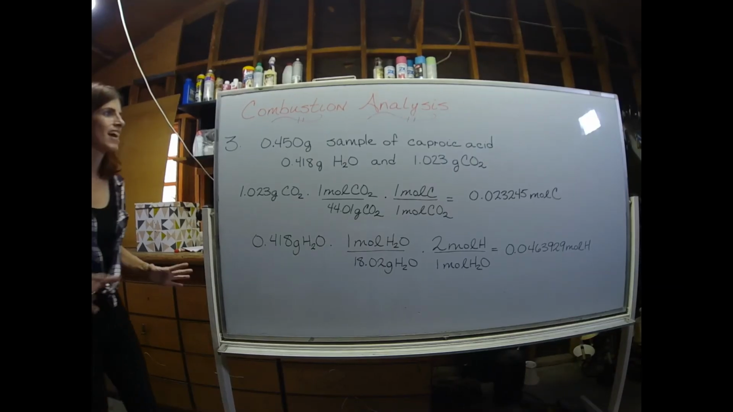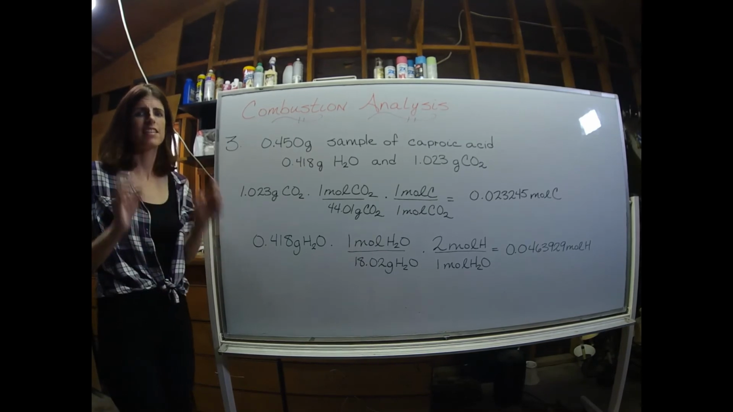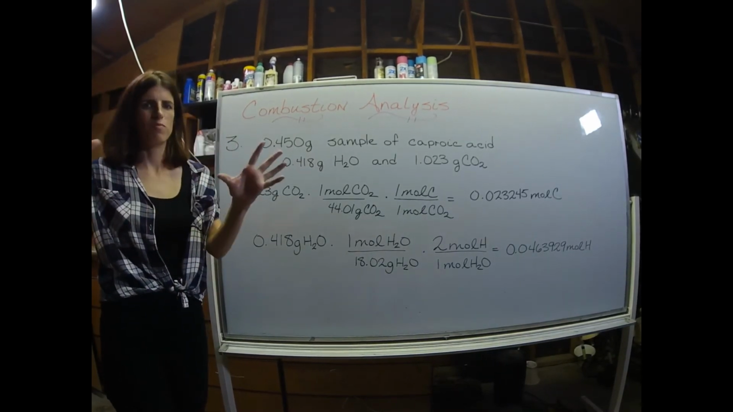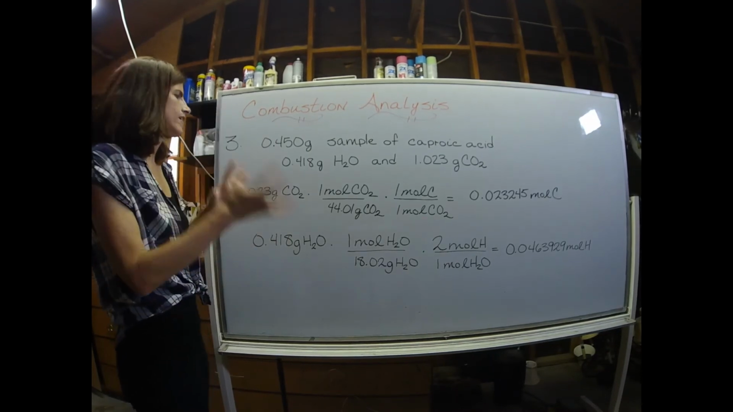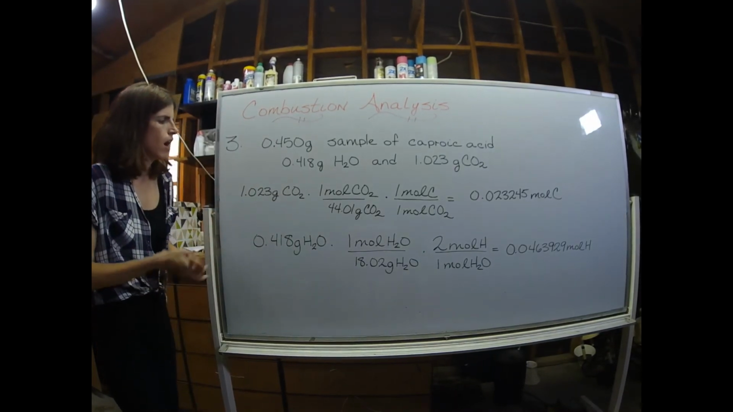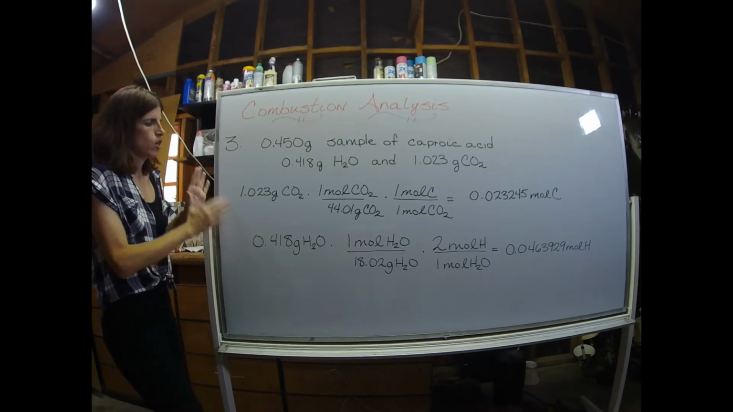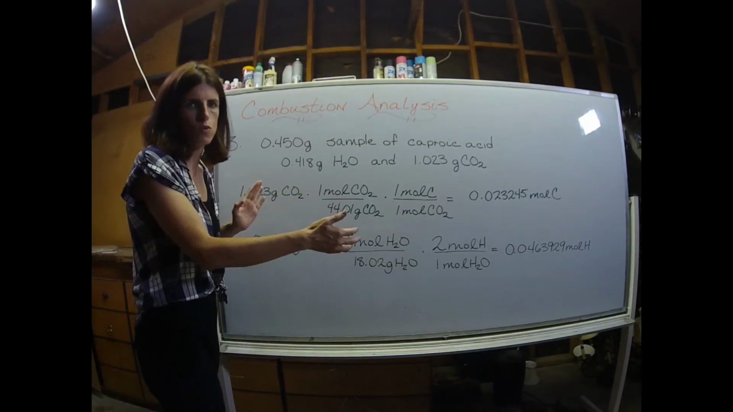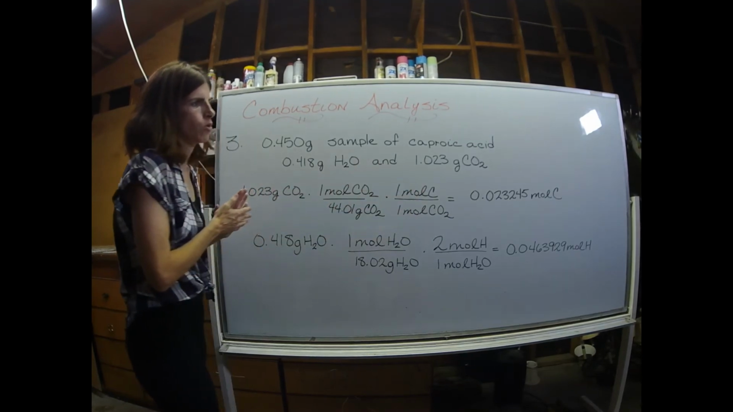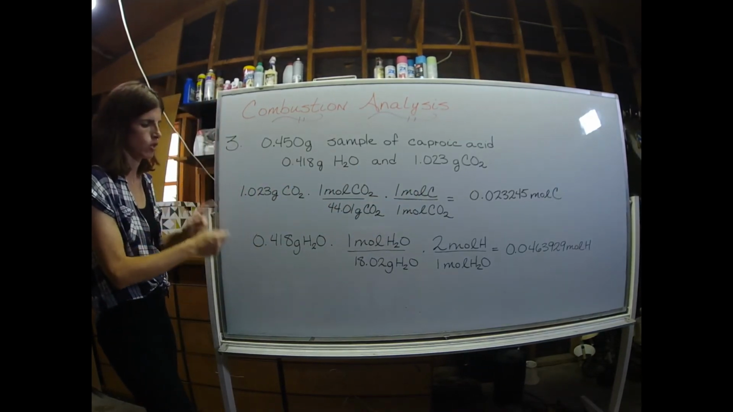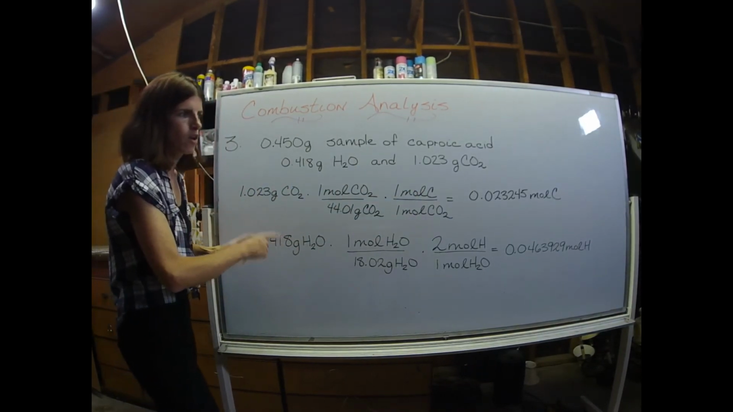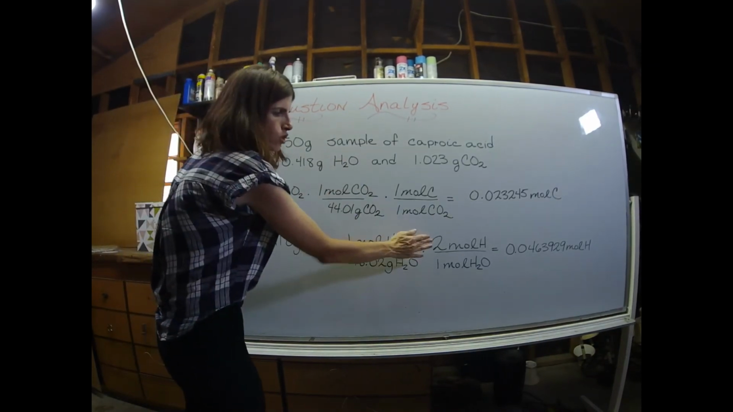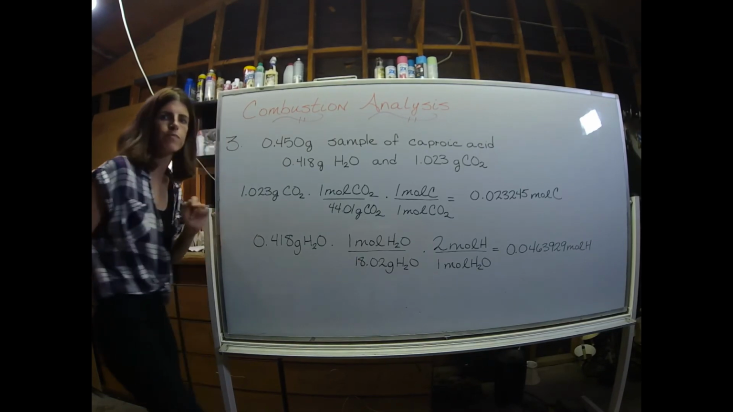Here we're asked to analyze caproic acid. It's a stinky compound associated with goats and gym socks and all kinds of stinky things. It's a hydrocarbon, so I'm going to take the mass of the carbon dioxide that was produced when it was burnt, and turn that into moles of carbon. It's a 1-to-1 ratio. Mass of water, turn that into moles of hydrogen. Remember, that's a 1-to-2 ratio, and you need to multiply that by 2.